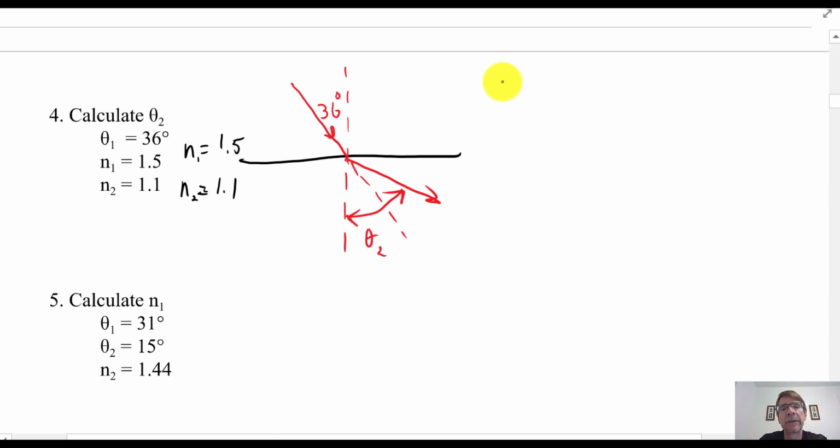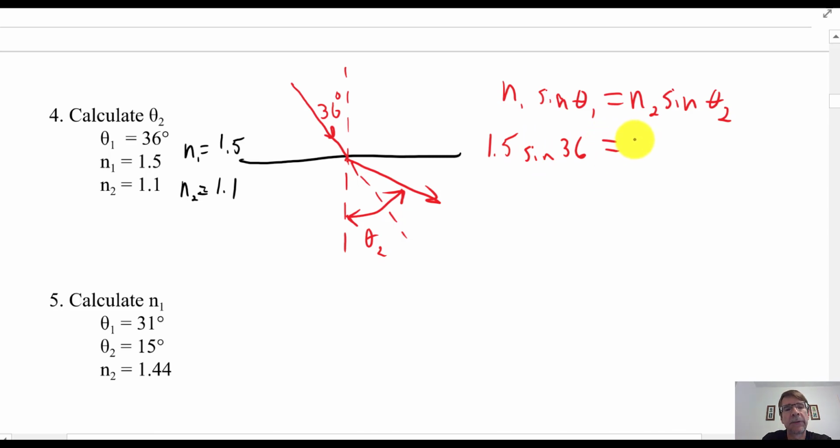So I just plug in now: n sub 1 sine theta sub 1 equals n sub 2 sine theta sub 2. Like I say, this book uses 1s and 2s, or some books use I and R, I for incidence and R for refraction. But anyways here, n sub 1 is 1.5. That's sine of 36 equals n sub 2, 1.1, times the sine of theta sub 2, which we're trying to figure out here.